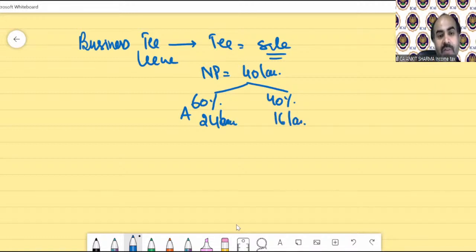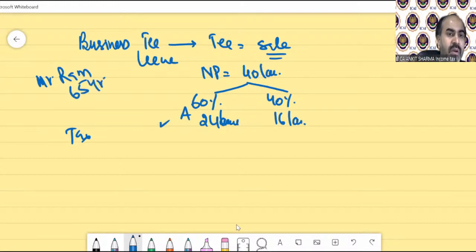Now if the question asks, what is the profit? Then we will distribute it like this. But the examiner may ask, calculate tax on it. It will say it's a Mr. Ram who is doing this business. His age is 65 years and he is resident in India. Mr. Ram earns a net profit of 40 lakh rupees. So calculate tax on it.